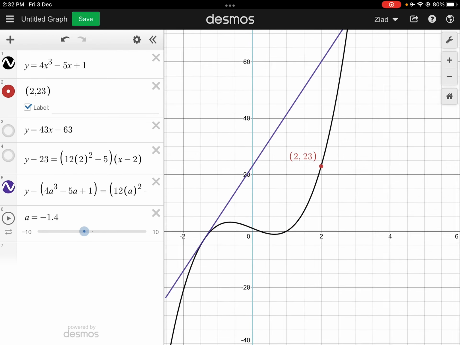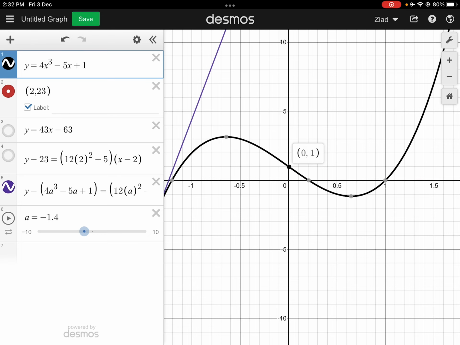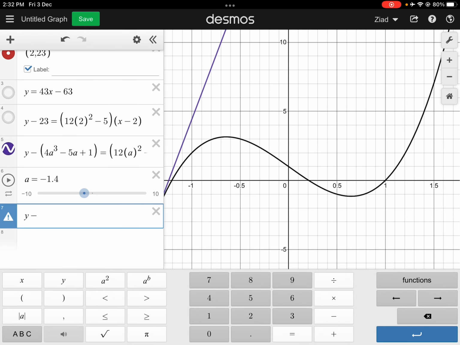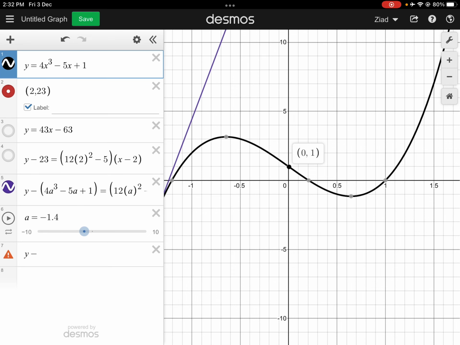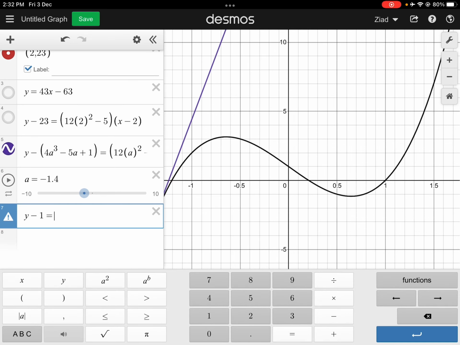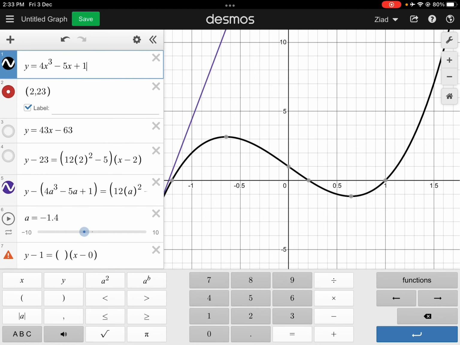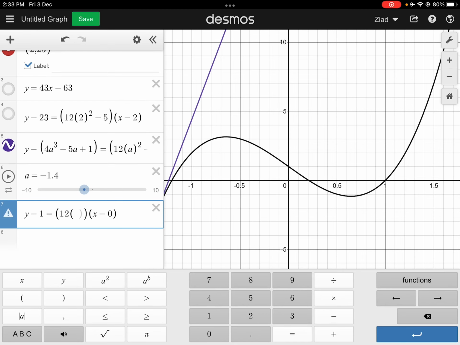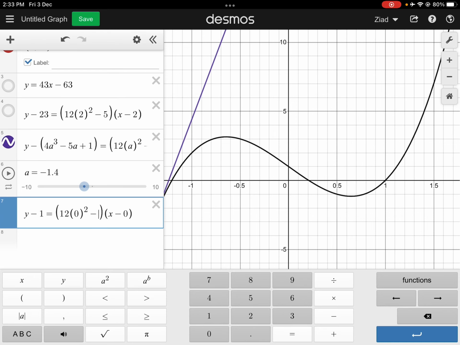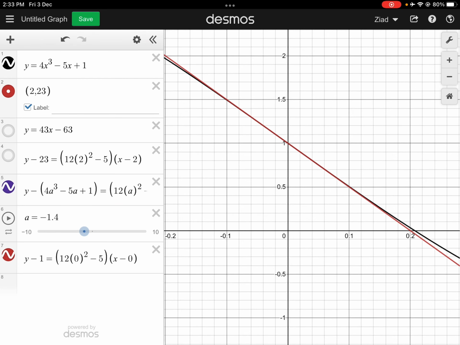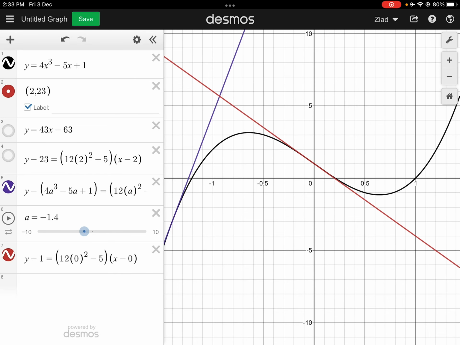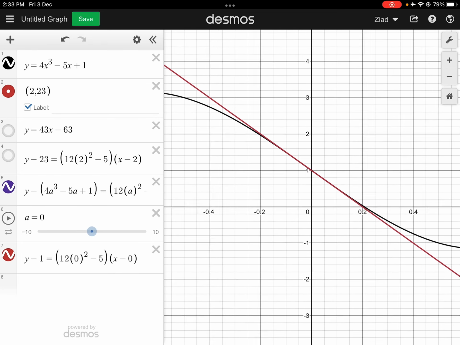If they ask you to find the tangent line at 0, for example, at the point 0 here, you'll say y minus the y coordinate of 0, which is 1. Y minus 1 equals the slope at 0 times x minus 0. But the slope at 0 is what? It's 12 times 0 squared. So you replace it in the slope, 12x squared minus 5. So if you do 12 times 0 squared minus 5, you will get the tangent line that passes through this, which you can also get from ours here by putting a equals 0. Here, you get it on top of it.